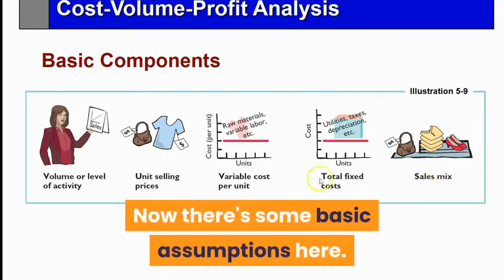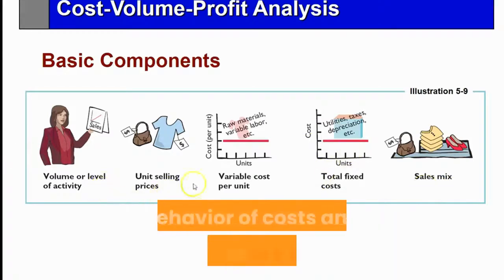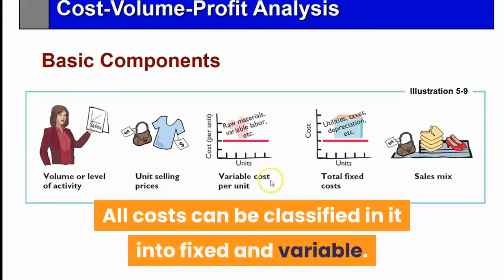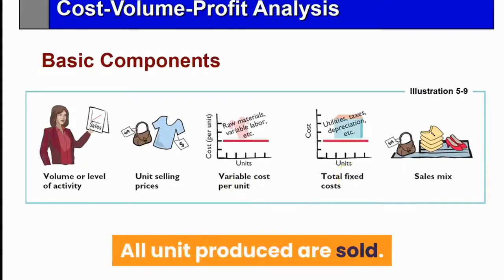Now there are some basic assumptions here. Behavior of costs and revenues are linear. All costs can be classified into fixed and variable. All units produced are sold.